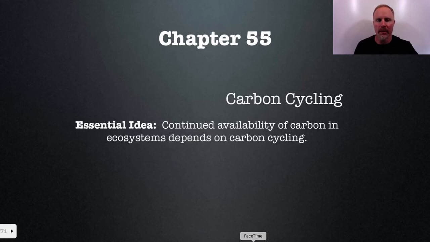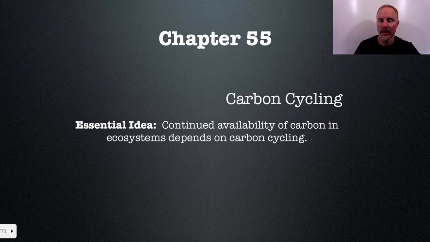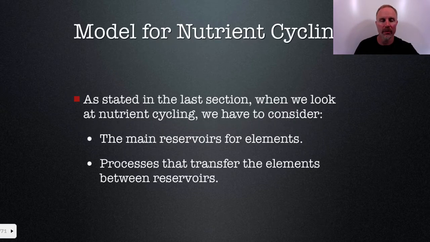Hi, everybody. We're going to start talking about Chapter 55 here. It is the part of Chapter 55 dealing with carbon cycling. And what we're basically discussing is many of the things that we went over in class, such as the continued availability of carbon in ecosystems depends on carbon cycling and the carbon cycle, the thing that we went through. Okay, so this should be a good review for you.